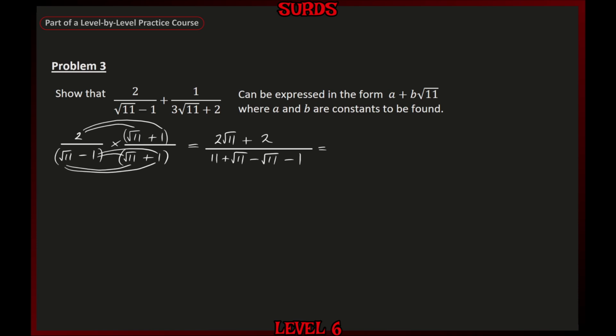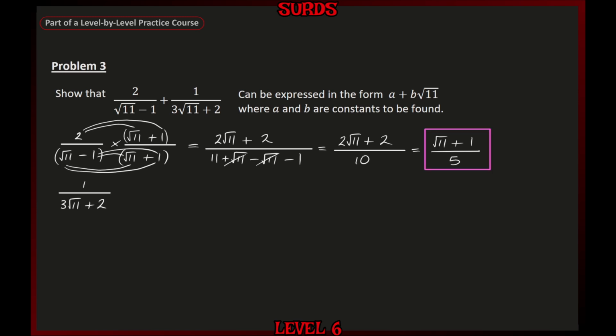Now our numerator can't be simplified at the moment, so this remains as 2 root 11 plus 2. Our denominator can, because plus root 11 and minus root 11 cancel out as expected, and we're just left with 11 minus 1, which is 10. And we can simplify one step further here because we can divide everything here top and bottom by 2. So 2 root 11 divided by 2 is root 11, plus 2 divided by 2 is plus 1, and 10 divided by 2 is 5. So our first fraction is equivalent to root 11 plus 1 over 5.